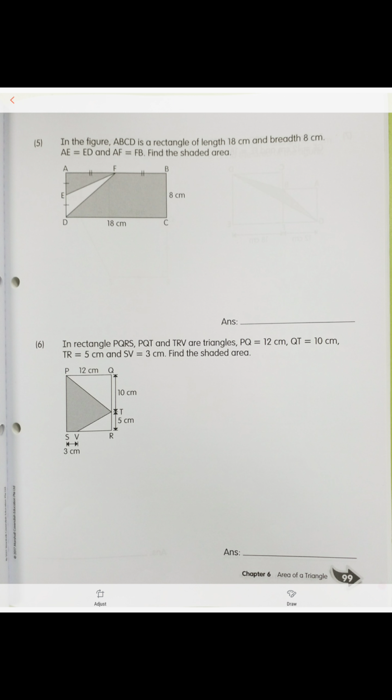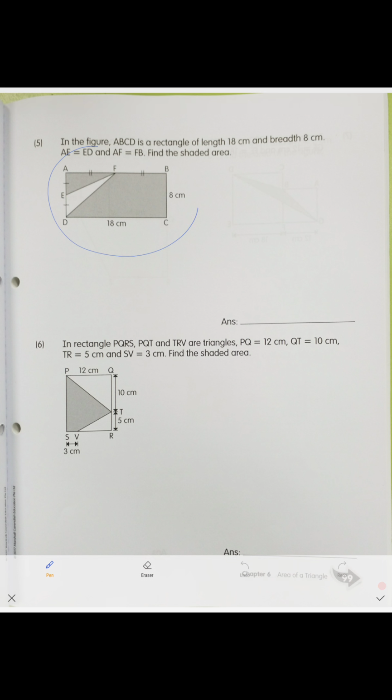Okay, next problem 5. You have a figure, and you need to find the area of the shaded area. So basically, this rectangle that you see minus this white cutout. So this is what we find.